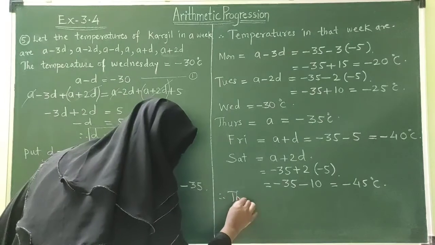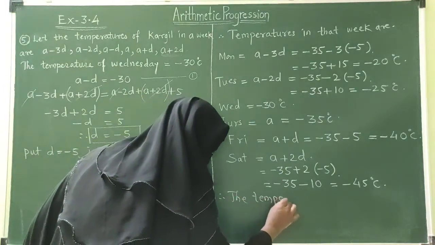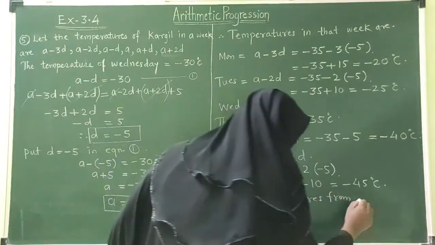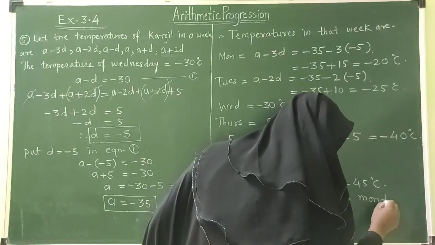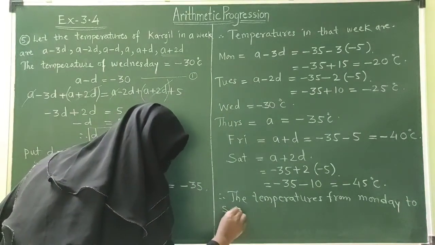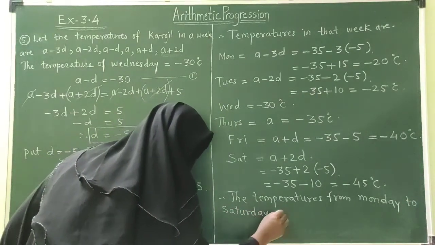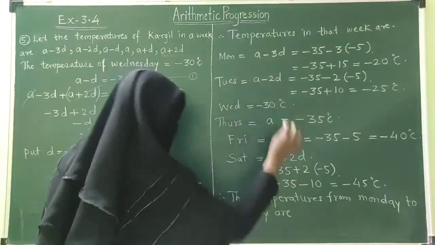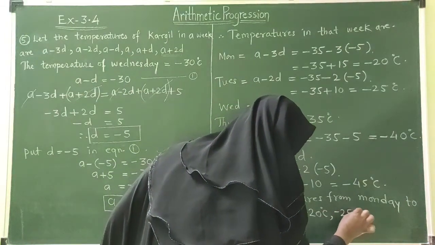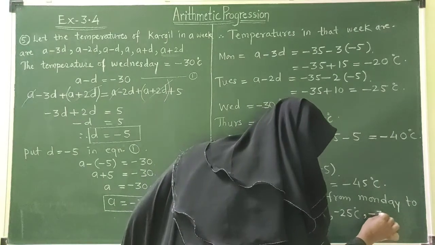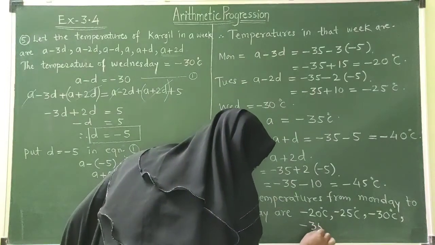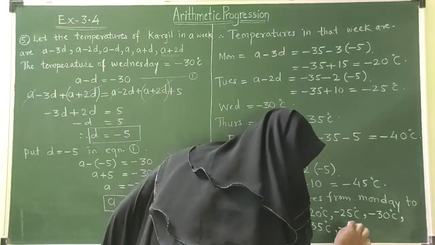Therefore, the temperatures from Monday to Saturday are minus 20, minus 25, minus 30, minus 35, minus 40, and minus 45.